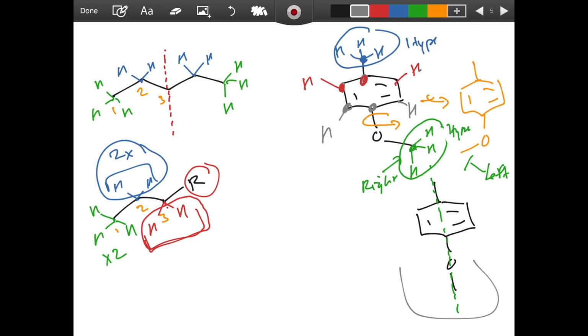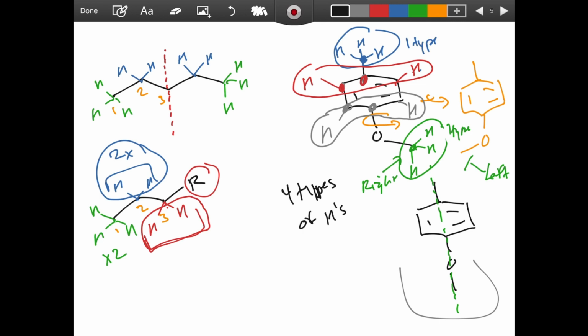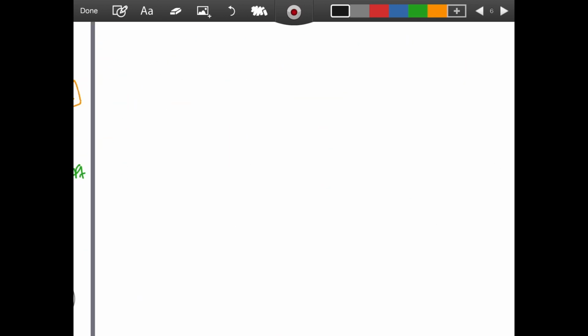Even though they're both on carbons on aromatic rings, the red hydrogen and the gray hydrogen are seen as being different. So this is one type, this is another type. So there are 4 types of hydrogens, and so that equals 4 different signals. Let's do another example here.